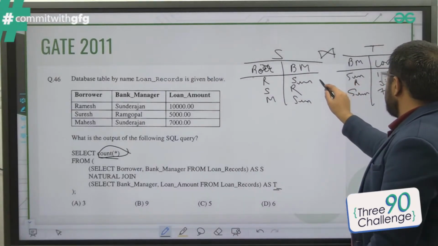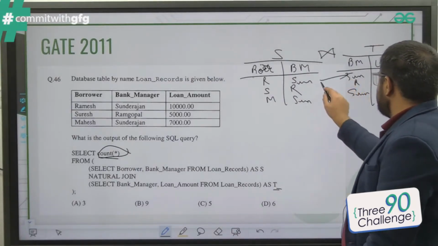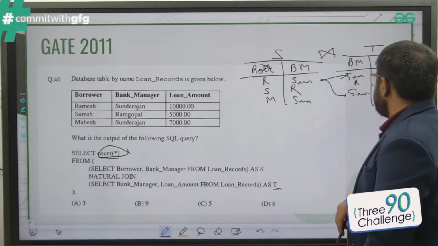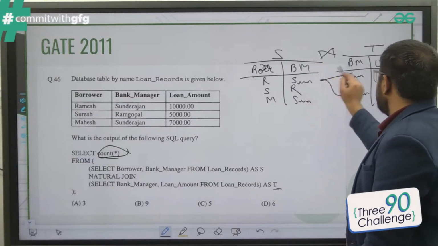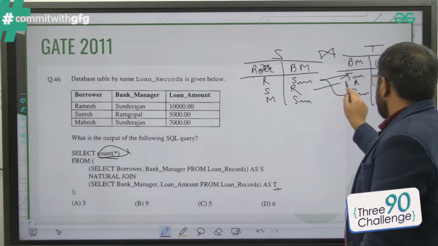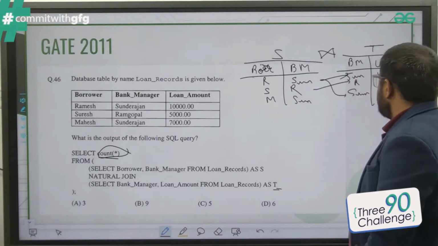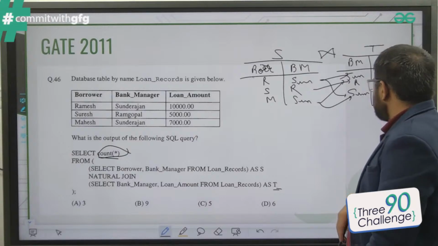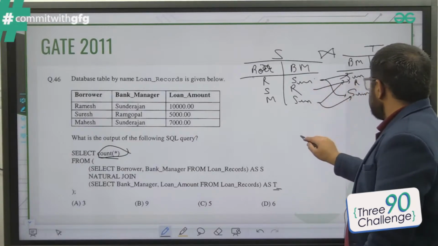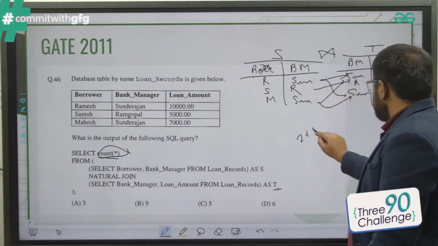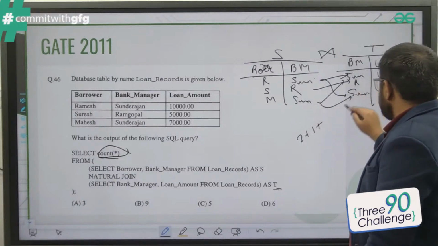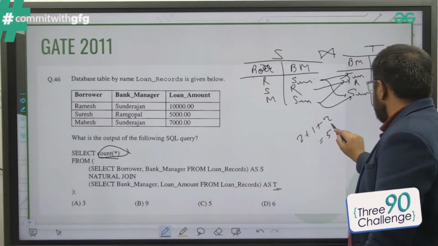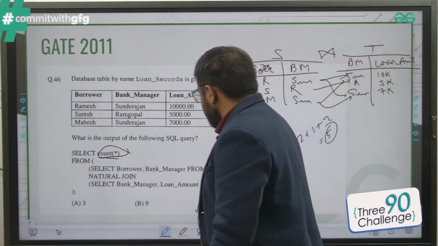So this Sundararajan tuple will be associated with these Sundararajan tuples, and this will also be associated with this, because the common attribute is bank manager. This Ram Gopal will be associated with this Ram Gopal only, and this Sundararajan will be associated with this Sundararajan and this Sundararajan. So this will be associated with two tuples. Ram Gopal will be associated with one tuple, and this Sundararajan will again be associated with two tuples. So the total number of tuples would be 5.